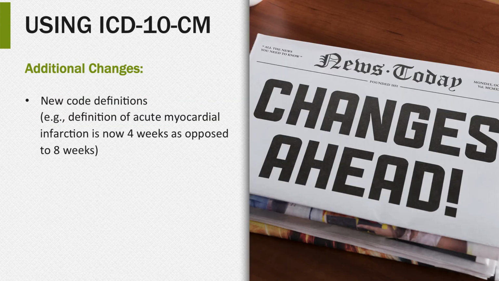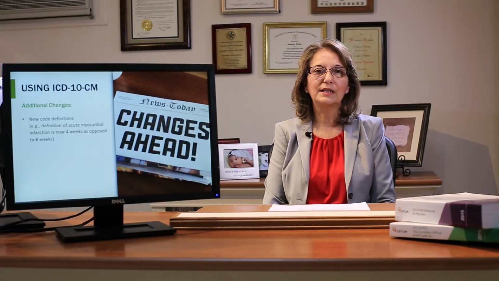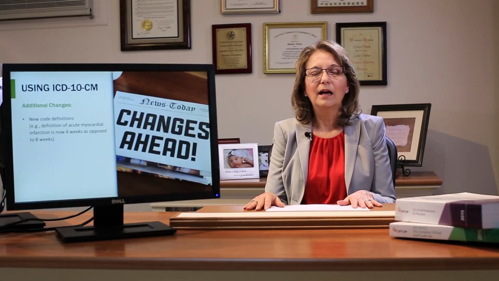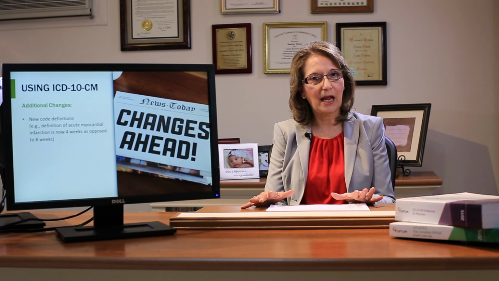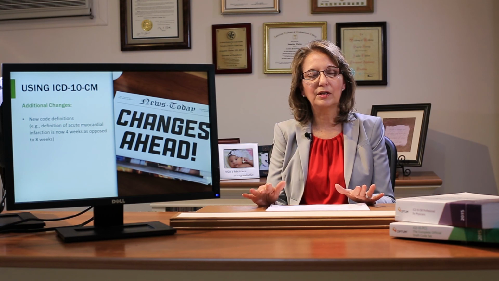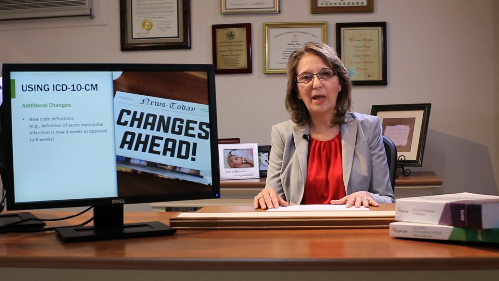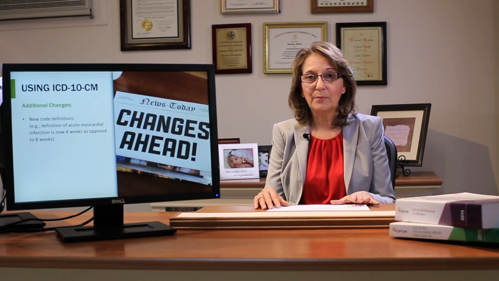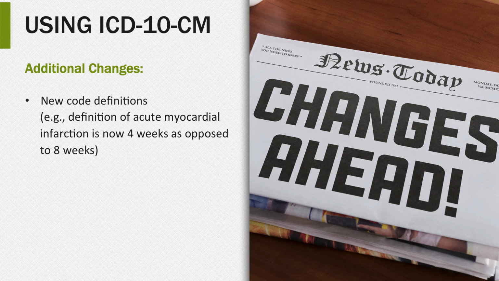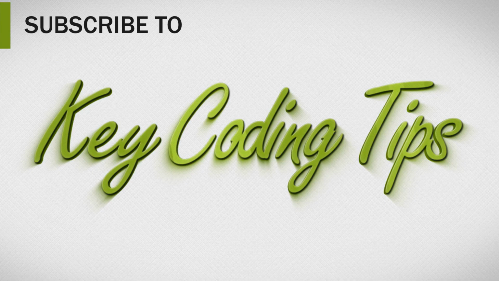And last but not least, remember to please check your definitions in those additional character boxes. A lot of us who've been out in the field coding for a number of years have that knee-jerk reaction. We just know the definition of that additional code that we're going to append. However, take note, in ICD-10, some of these have changed. So, for example, we see here that an acute MI is now defined as 4 weeks instead of 8. So there you have it.